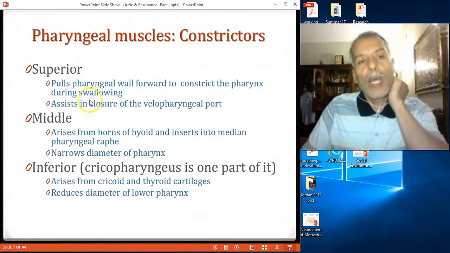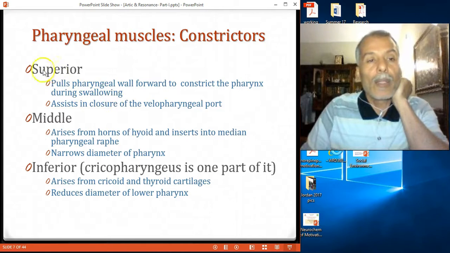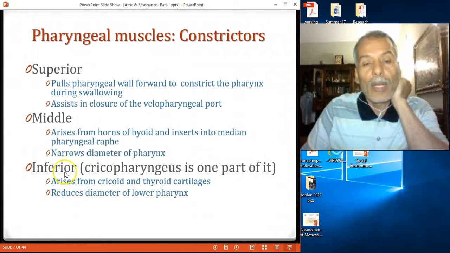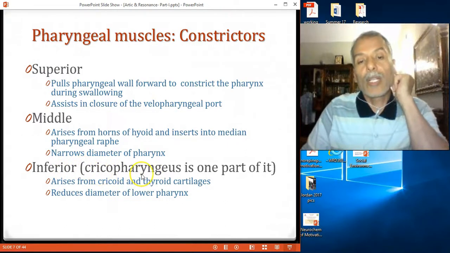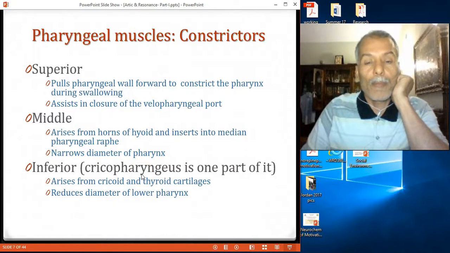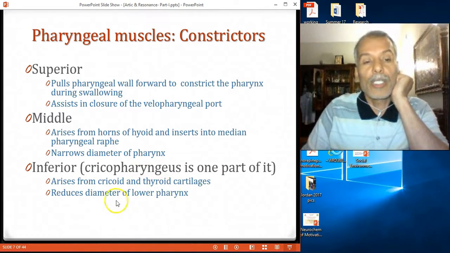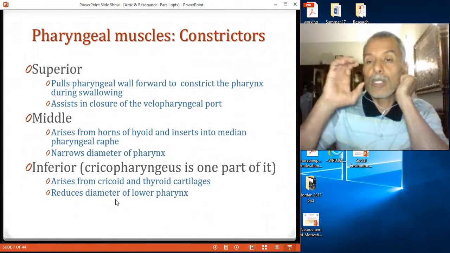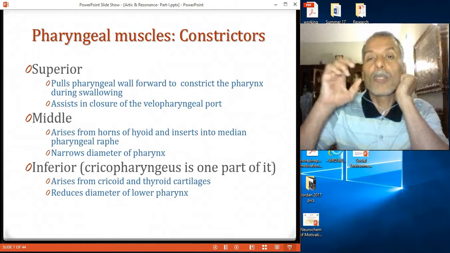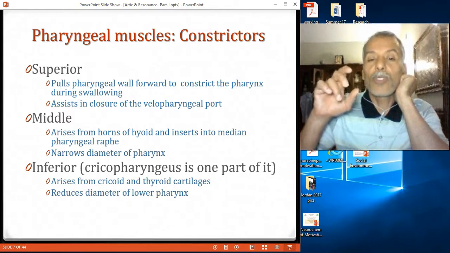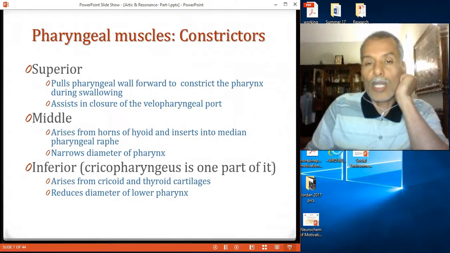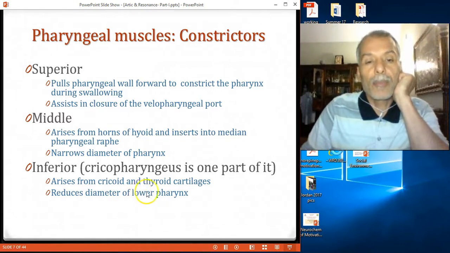So here are the functions of the superior, the medial and the inferior. The inferior has a segment of it. The lower segment is the cricopharyngeus, which is one part, and it arises from the cricoid and thyroid cartilages, and it reduces the diameter of the lower pharynx, or constricts the top segment of the esophagus. It actually acts almost like a sphincter for the esophagus.